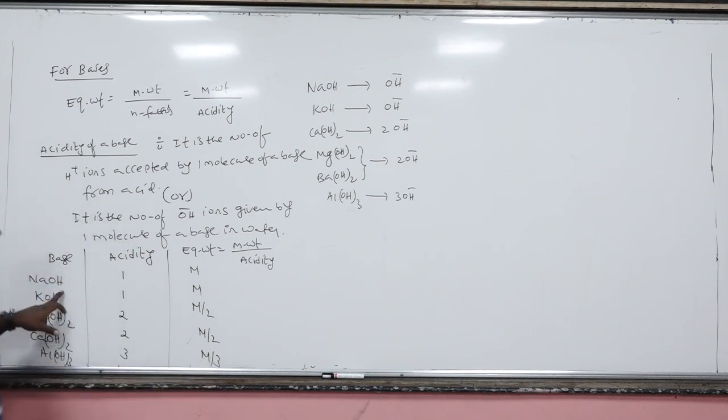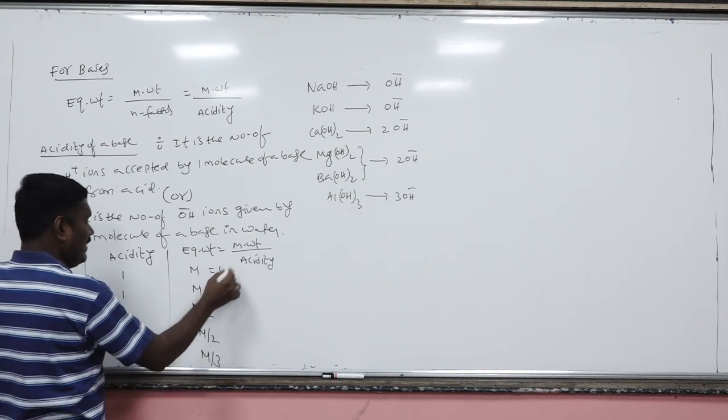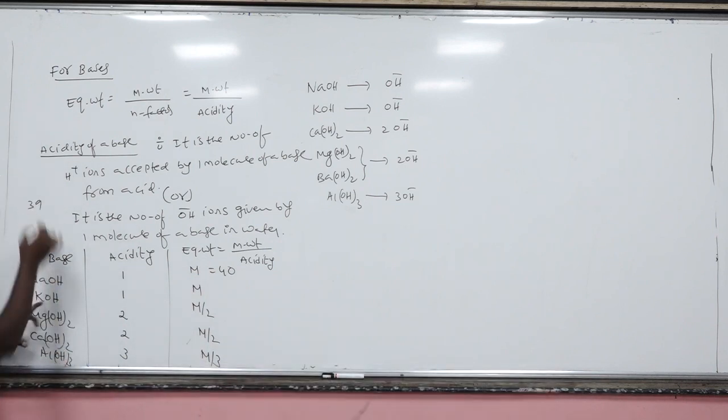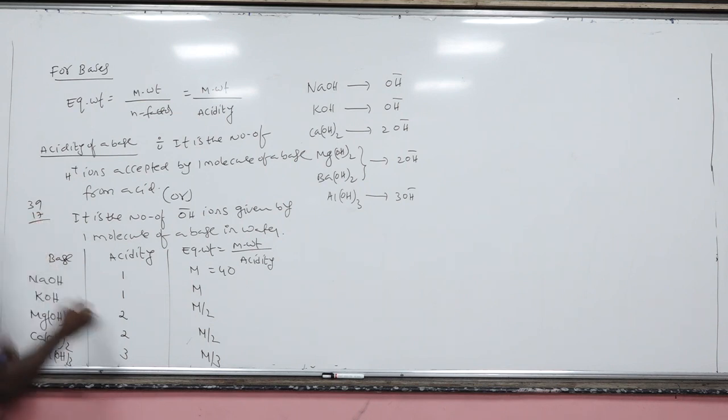Okay. Now NaOH molecular weight is 40, so equivalent weight is also 40. Are you getting my point? Potassium atomic mass 39, oxygen 16 plus 1 is 17. Are you getting my point? So you will get 56.